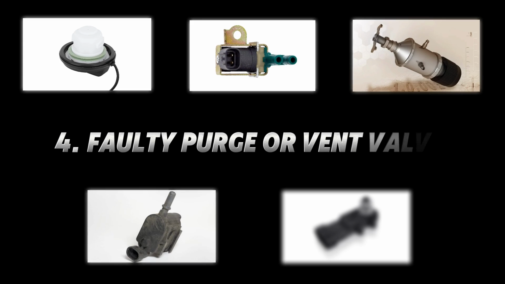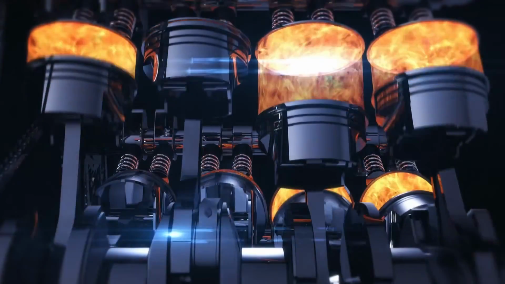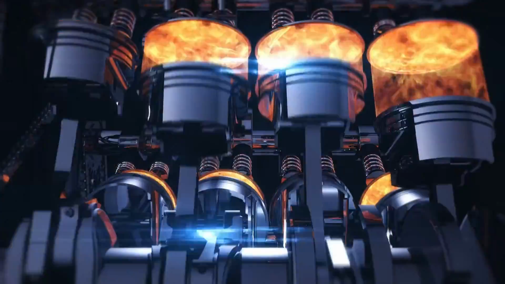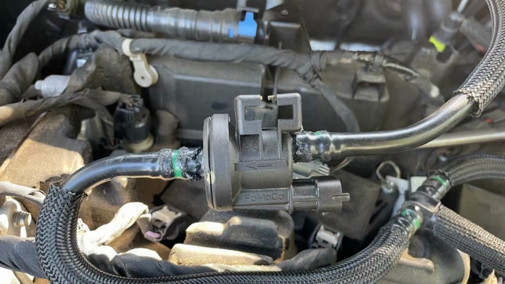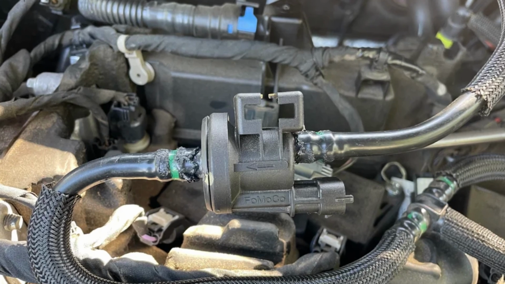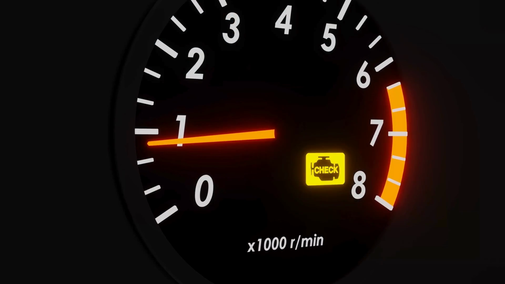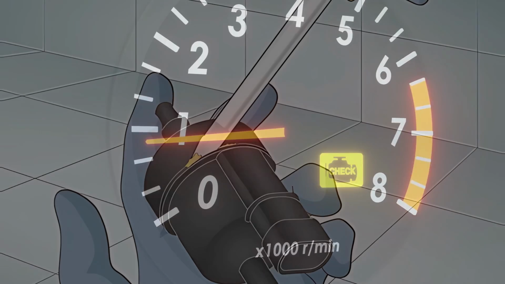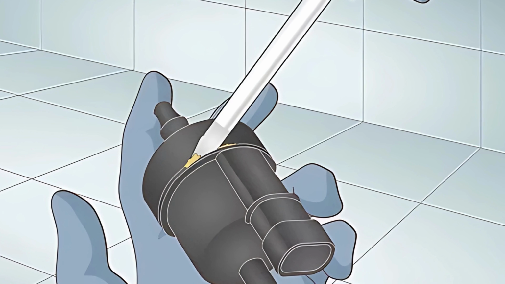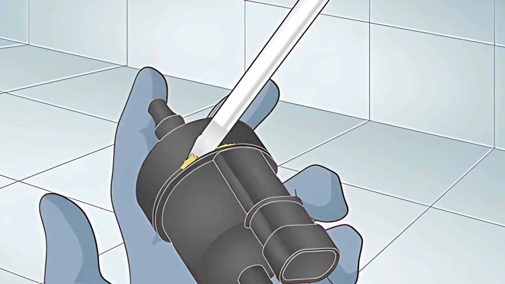Number 4. Faulty purge or vent valves. The EVAP purge valve and vent valve control the flow of fuel vapors in the system. If either valve is stuck open or closed, it can create a vacuum leak and trigger the check engine light. Use a vacuum tester or scan tool to check if the purge and vent valves open and close properly.